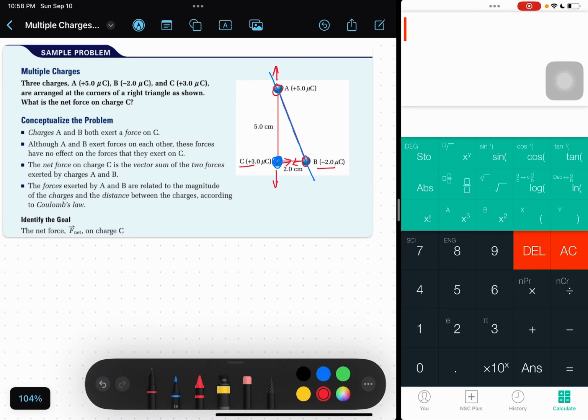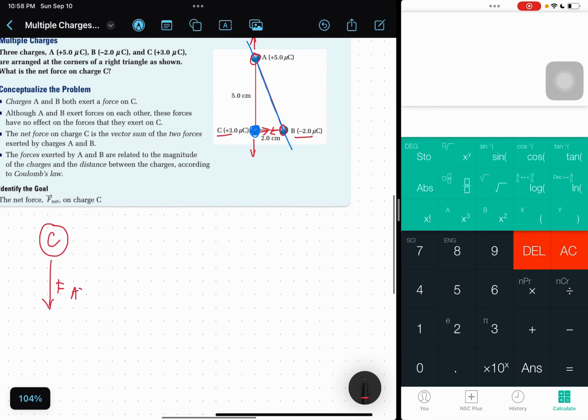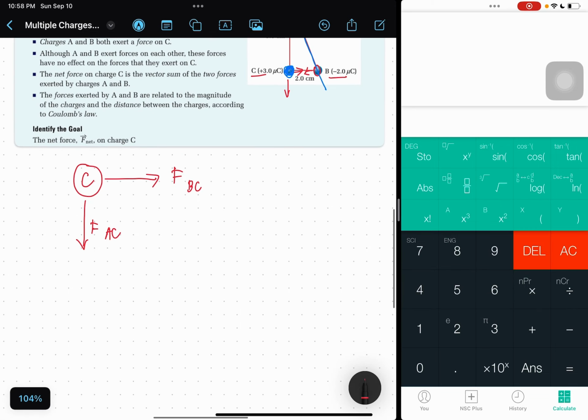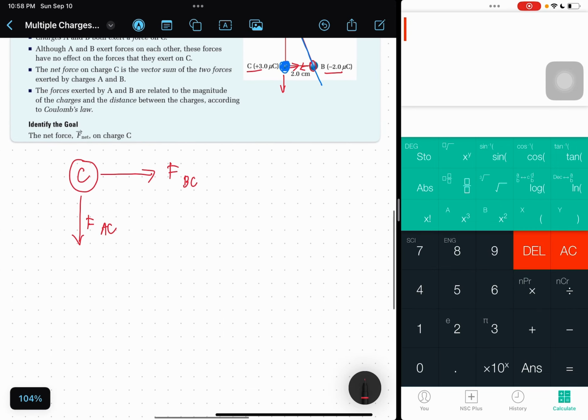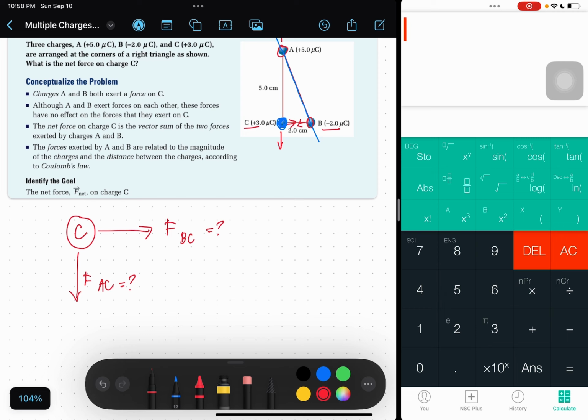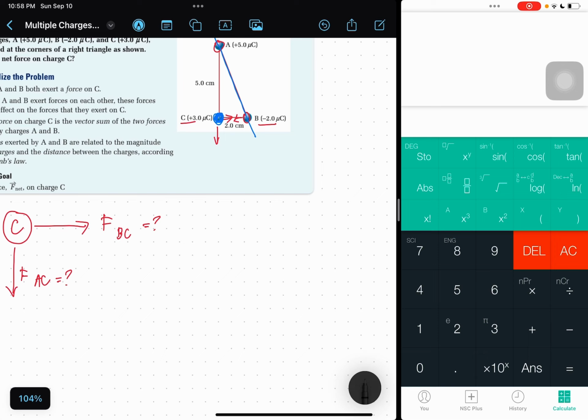So, first, let's draw our free body diagram. Ito yung point C natin. And like I said nga, meron tayong repulsion dito from force AC, at meron tayong attraction from force BC. So first, we need to identify these forces. Ito muna hanapin natin. After natin mahanap yan, saka natin makukuha yung net force at C. So let's find first the force BC.